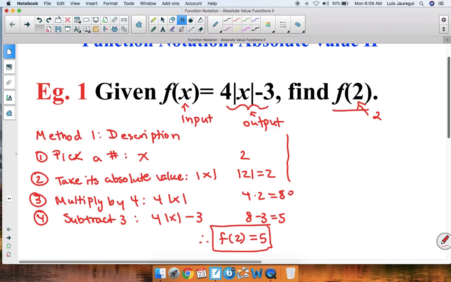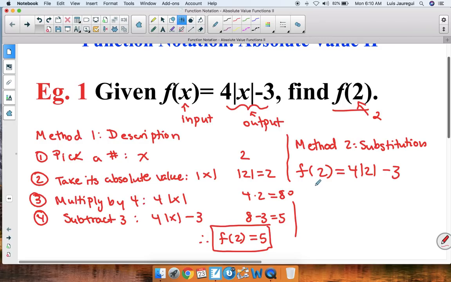Now, let's double check our work by using a second method, or method 2, called the substitution method. Since we want f of 2, we know that the input is 2. So notice here, instead of x, we're given 2. So what we're going to do, we're going to replace every single x on the right-hand side with a 2. So we have that f of 2 is equal to 4 times the absolute value of 2 minus 3.